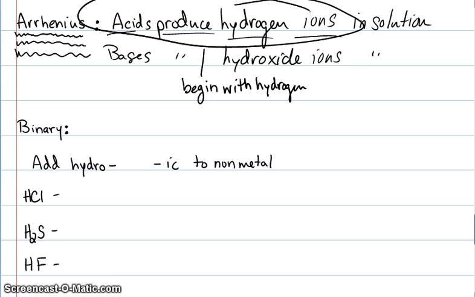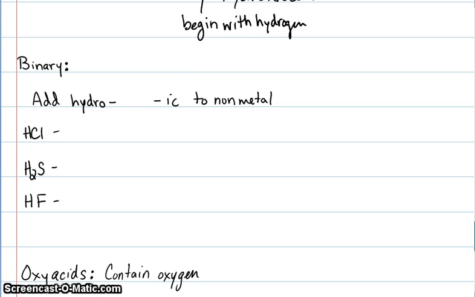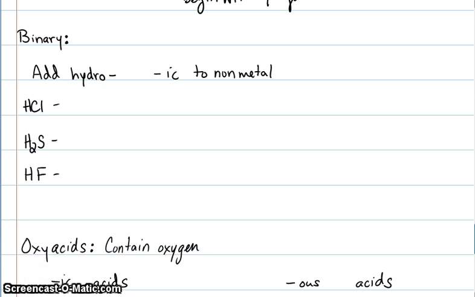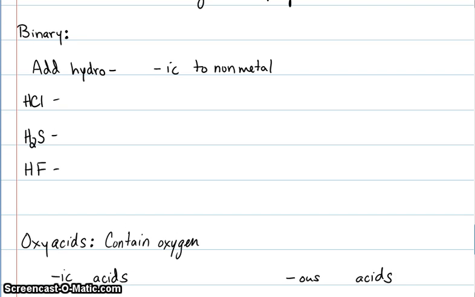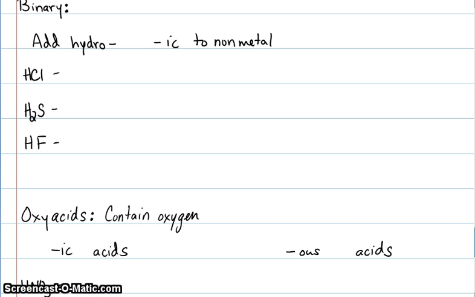Alright, so we break up acids into two categories, binary acids and oxyacids. So let's look at binary acids first. The rule for binary acids is to add the prefix hydro and add the suffix ic to the nonmetal. Now, I need you to remember this. Hydro simply means no oxygen. Hydro does not mean hydrogen. Is that confusing? Yes.